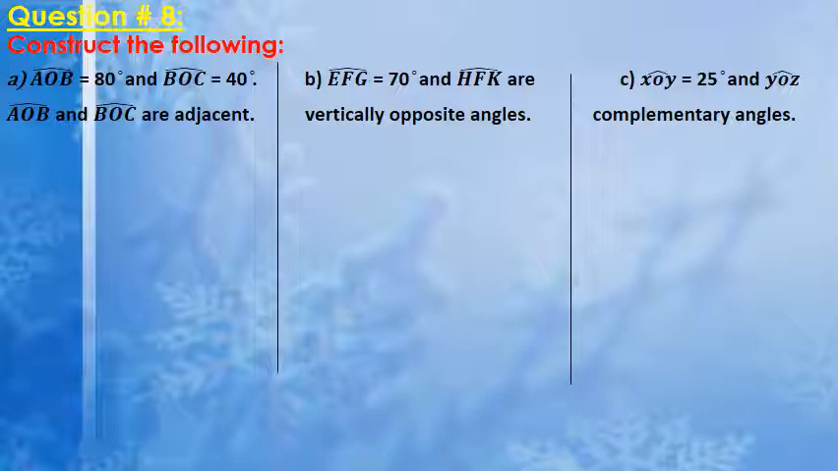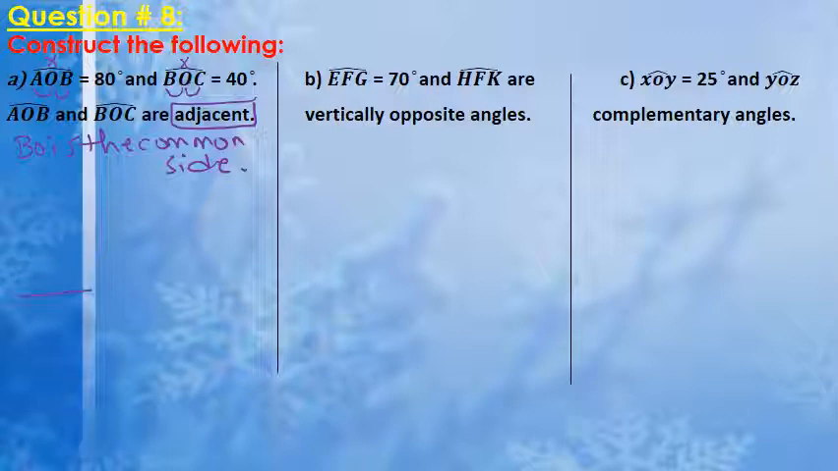Question number 8, we should construct the following angles. Angle AOB is equal to 80 degrees and angle BOC is equal to 40 degrees, and these two angles are adjacent. In the first angle, the vertex is O, the first side is OA, the second side is OB. In the second angle, the vertex is O, the first side is OB, the second side is OC. Because these two angles are adjacent, they have the same vertex O. What is their common side? BO is the common side. We should write that BO is the common side. Now we draw the first angle, which is AOB.